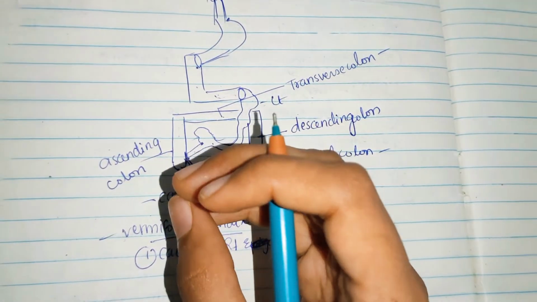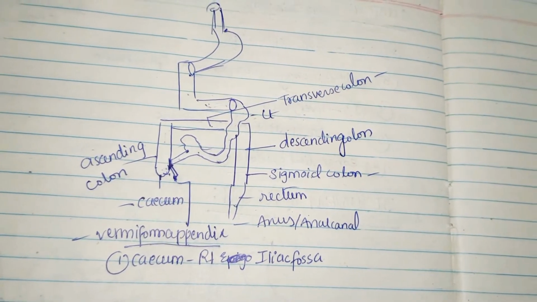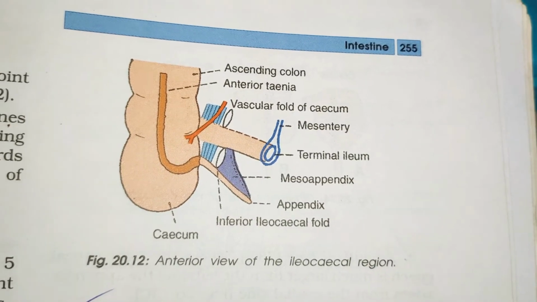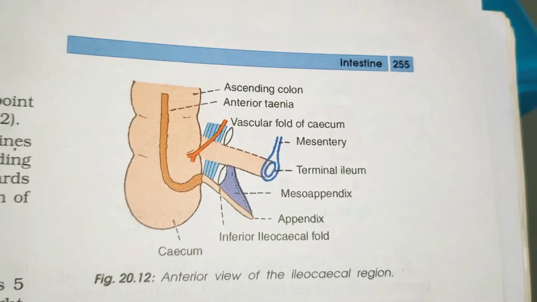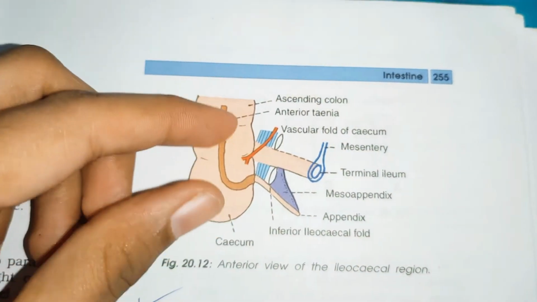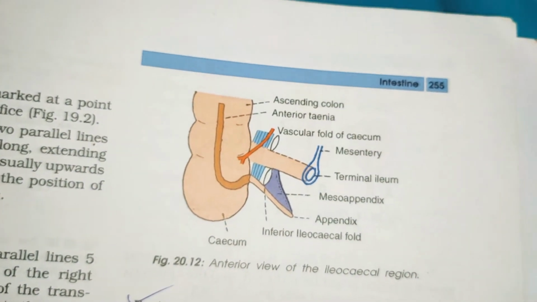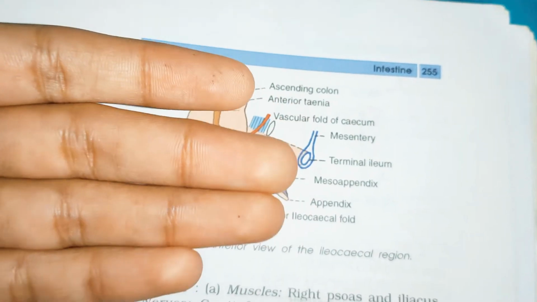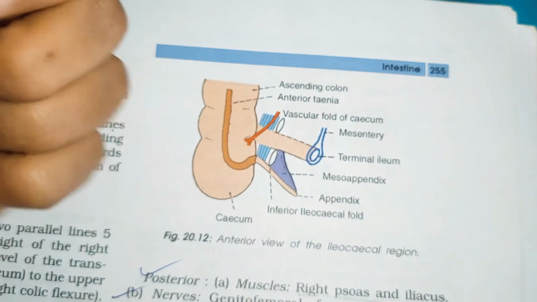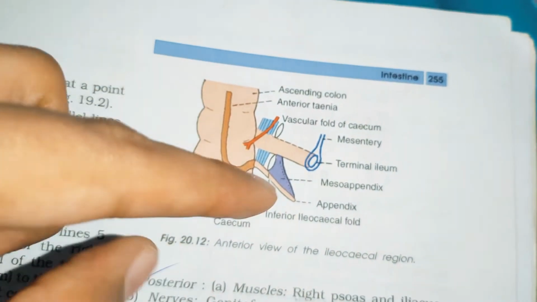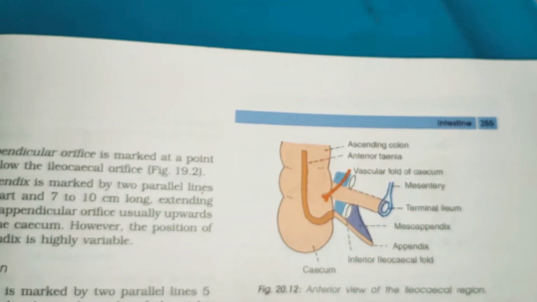For that we will see one diagram to understand the relations of the cecum. This is a zoomed part of the cecum. Anterior to the cecum you have the coils of intestine, and also the anterior abdominal wall. For example, my hand is the anterior abdominal wall, so if I dissect and remove it, you will see the cecum like this. So anteriorly you will have the coils of intestine and also the anterior abdominal wall. Next, coming to the posterior relations.